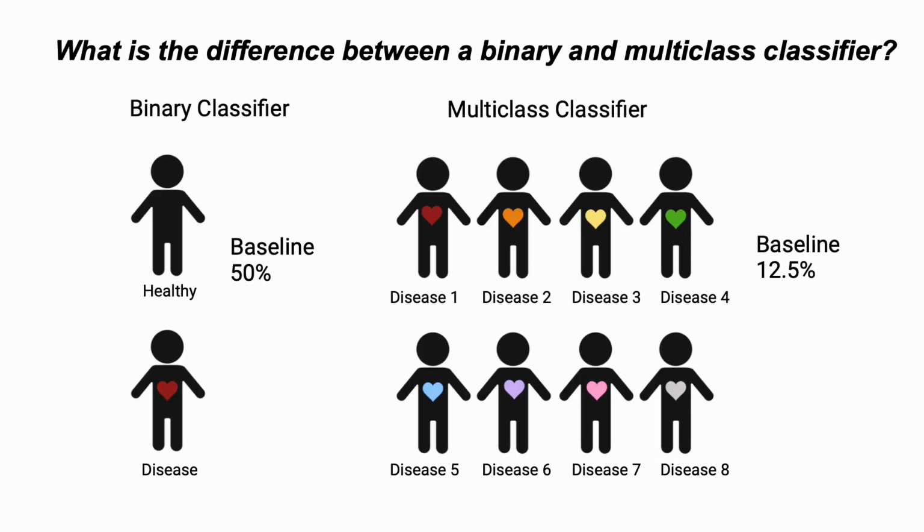You might be wondering, what is the difference between a multi-class classifier and a binary classifier? A binary classifier is when you're trying to predict two outcomes. In this example, we're predicting a healthy patient versus a diseased patient. By random chance, our baseline is at 50%, or simply considered like a coin toss. And for a multi-class classifier, we have more than two outcomes. In this example, we're trying to predict 8 different diseases, and our baseline lowers from 50% for binary to 12.5% for this 8-way example.